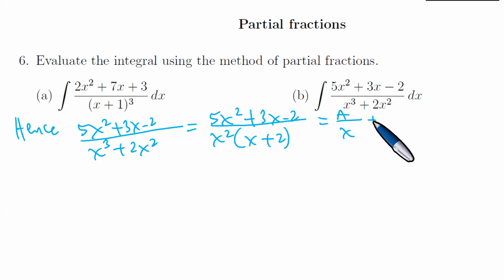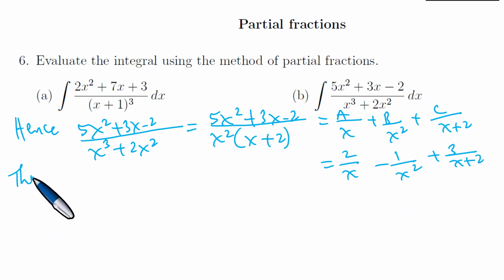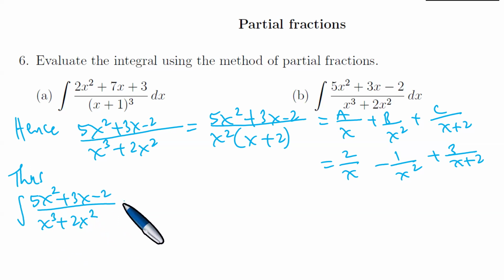A over x. B over x squared. C over x plus 2. And 2 over x, over x squared, 3 over x plus 2. That's the integral. 5x squared with 3x minus 2. Two x squared.